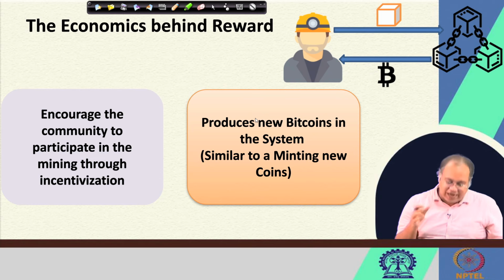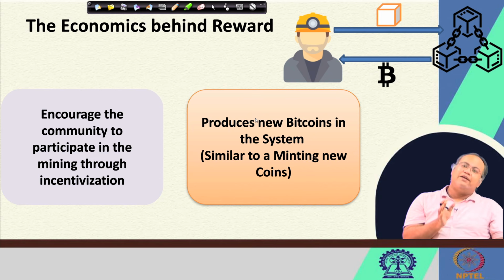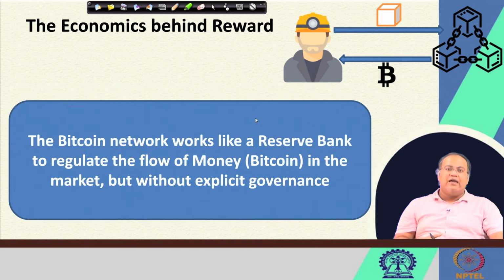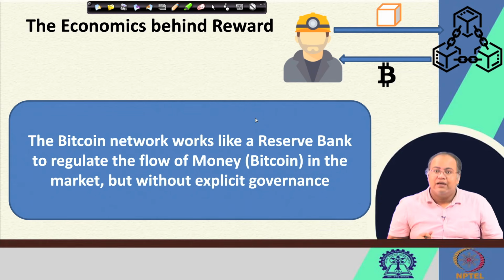Well, so that way, by summarizing these principles from the rewarding mechanism and at the same time this coin generation mechanism, what we can say is that, well, the Bitcoin network works like a reserve bank. Well, so it is regulating the flow of money or the flow of Bitcoin in the market, but without any explicit governance.